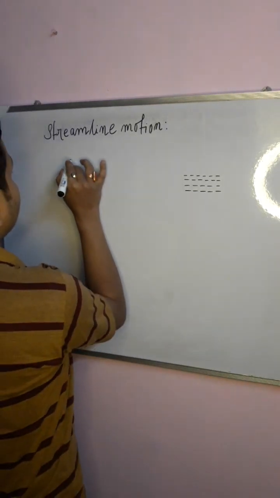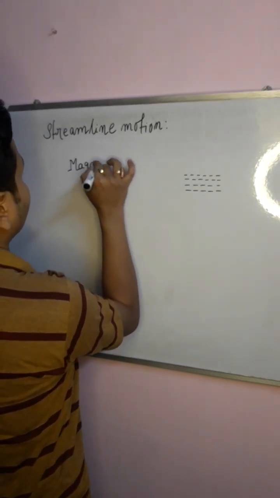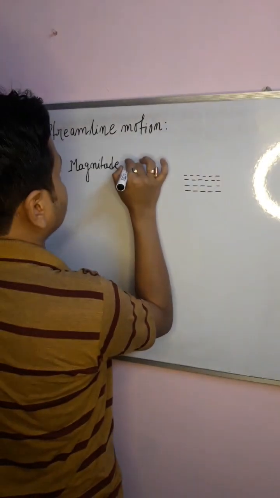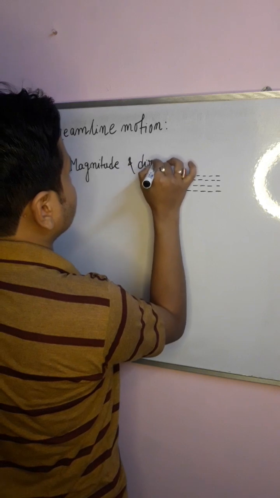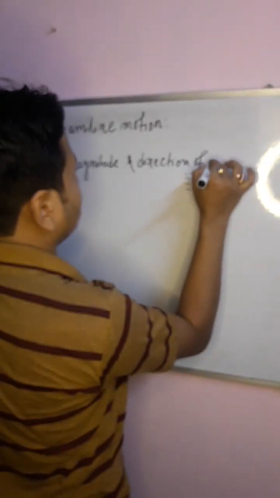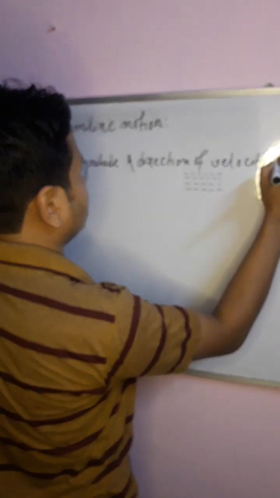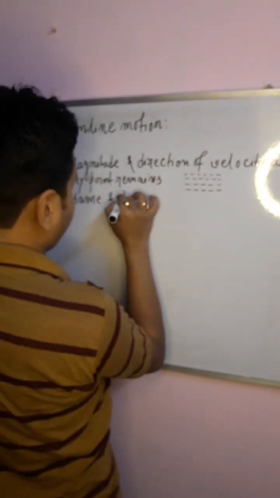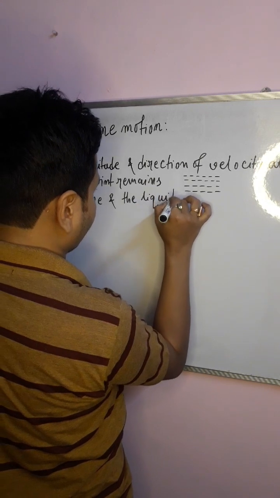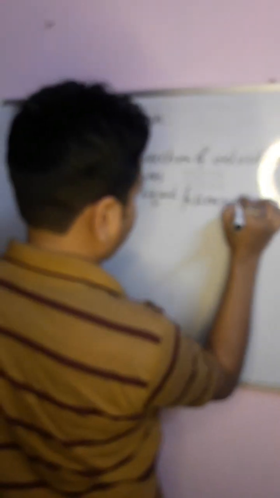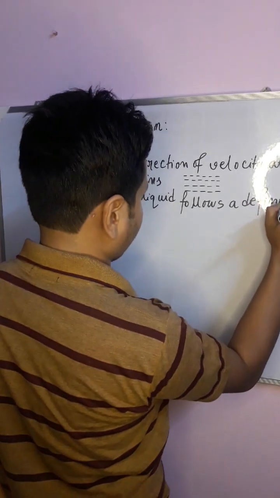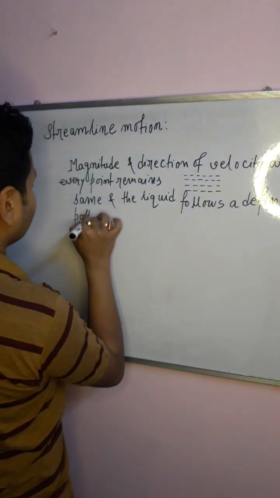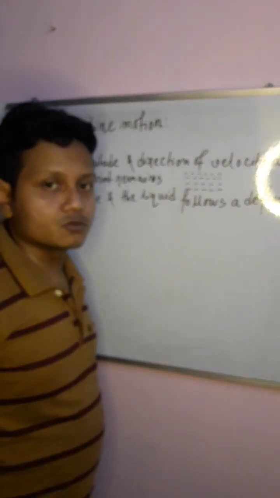So the magnitude and direction of velocity at every point remains the same, and the liquid follows a definite path, then the corresponding motion is known as the streamline motion.